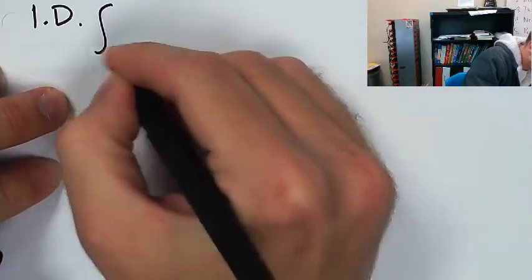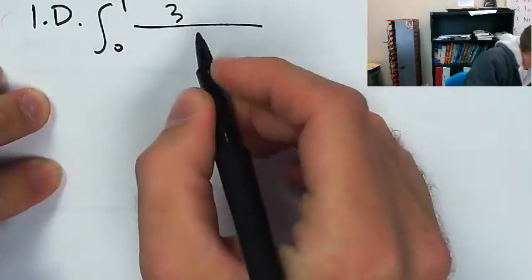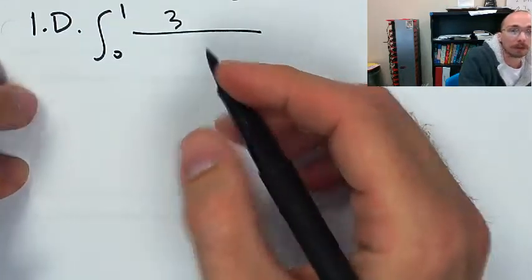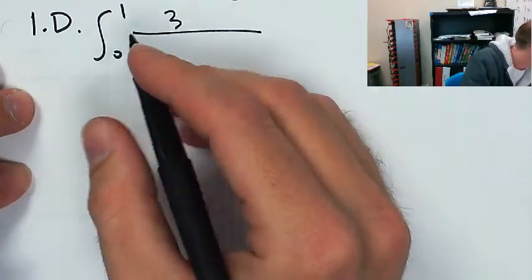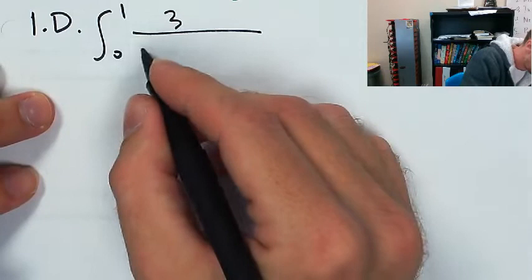1d is the integral from 0 to 1 of 3 over that denominator that I had wrongfully copied the first time I tried to do 1c: 2x squared plus 5x plus 2.